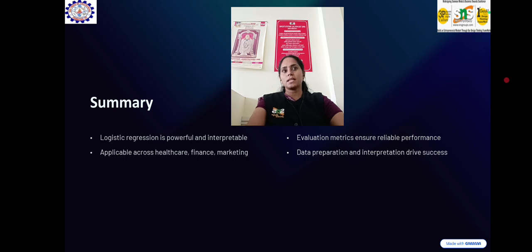However, logistic regression does rely on certain assumptions such as independence of observations and a binary dependent variable. Preparing high quality data and ensuring these assumptions are satisfied is crucial for getting meaningful results. Despite being simple, logistic regression remains a strong choice for classification problems because of its transparency, reliability, and ease of use.